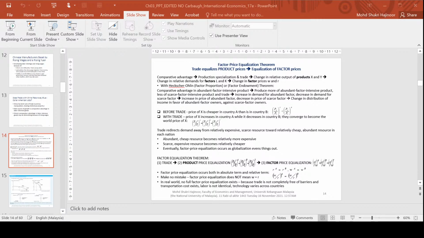So this is the concept. The factor price equalization theorem is because trade based on comparative advantage, as taught to us by Smith and Ricardo and extended by Heckscher-Ohlin, led to product price equalization. This leads to factor price equalization. The interest rate over W will be the same all over the world.